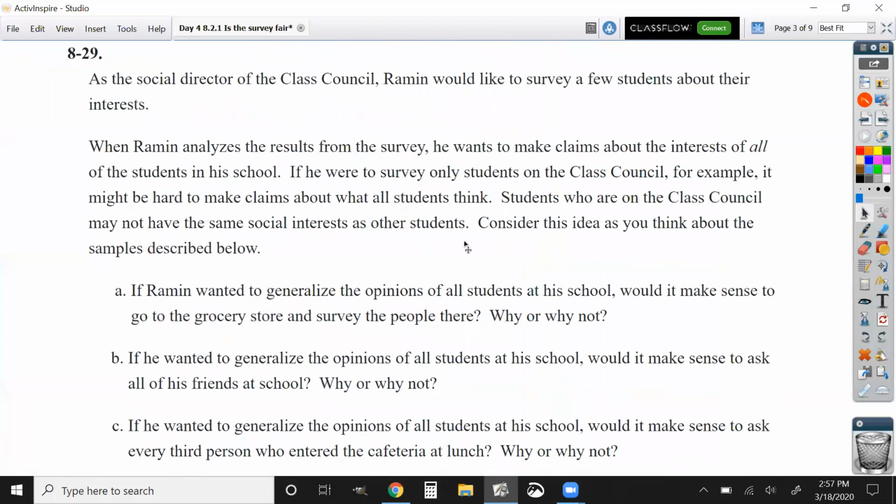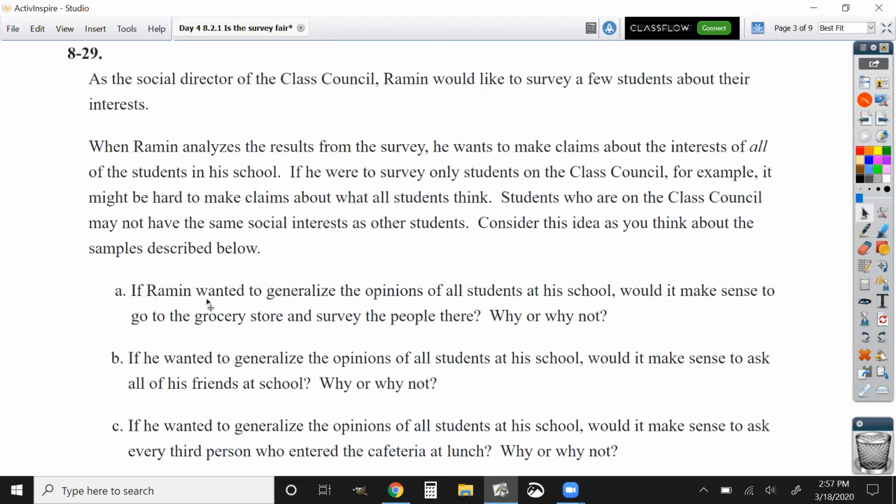Okay, now on to our lesson. 8.29, as the social director of a class council, Raman would like to survey a few students about their interests. When Raman analyzes the results from the survey, he wants to make claims about the interests of all of the students at his high school. If he were to survey only students on the class council, for example, it might be hard to make claims about what all students think. Students who are on the class council may not have the same social interests as other students. Consider this idea as you think about the samples below.